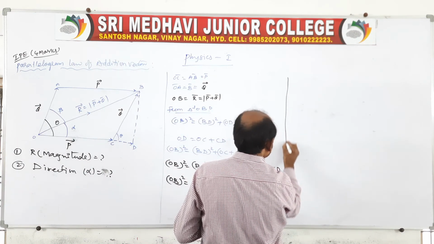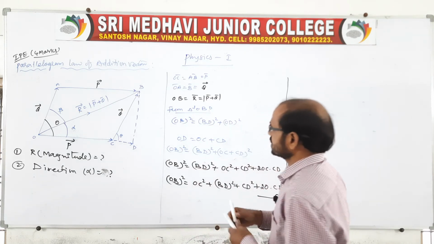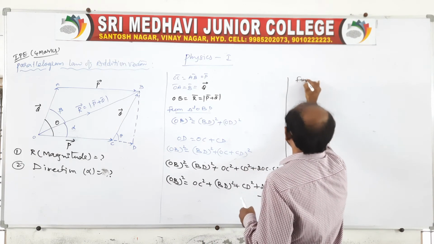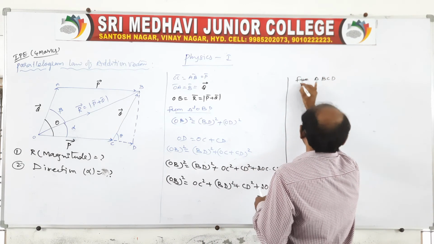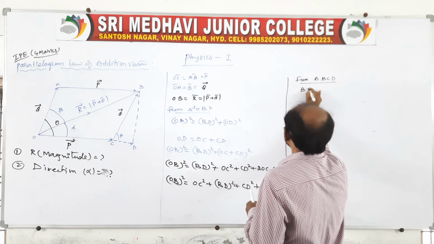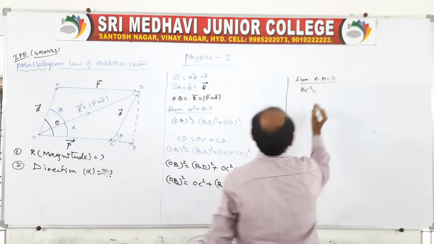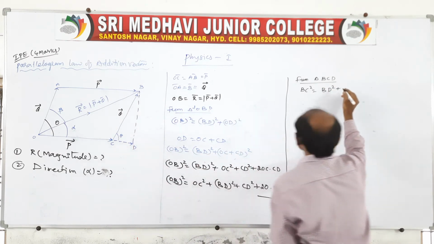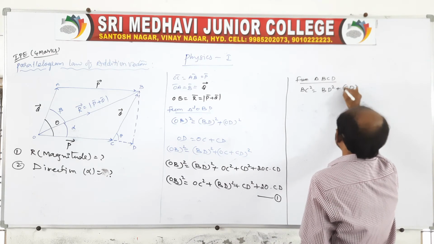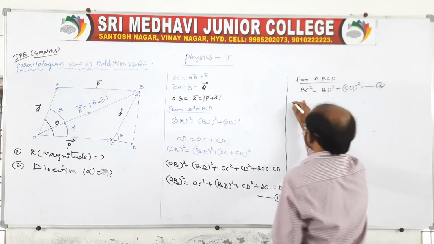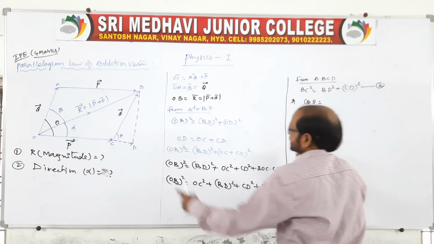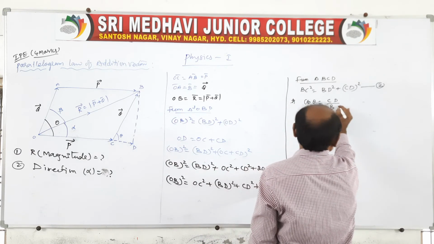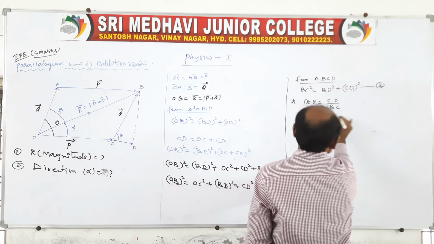Let us move to the next one. From another triangle, look here, another right angle triangle is there, that is BCD. Here also you apply the same Pythagoras: BC square is equal to BD square plus CD square, because hypotenuse square is equal to opposite square plus adjacent square. You say equation 2. From the same triangle, cos theta is nothing but adjacent by hypotenuse. So CD is equal to BC cos theta.